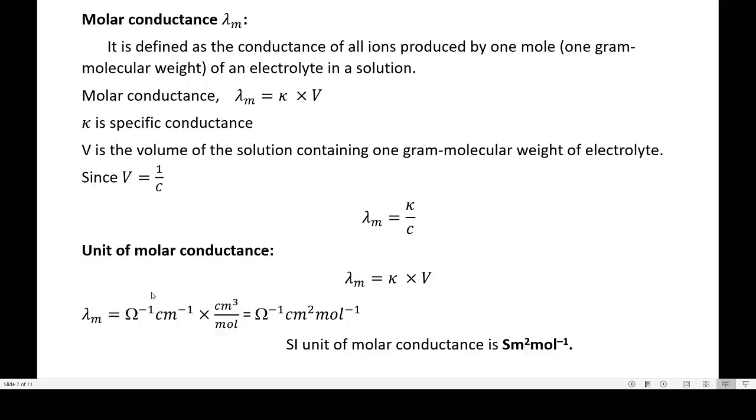If we see the unit for molar conductance, lambda m equals K into V. Specific conductance has the unit of mho per centimeter. For volume, centimeter cube per mole. So it will be equal to mho centimeter square per mole. And the SI unit of molar conductance will be Siemens meter square per mole.